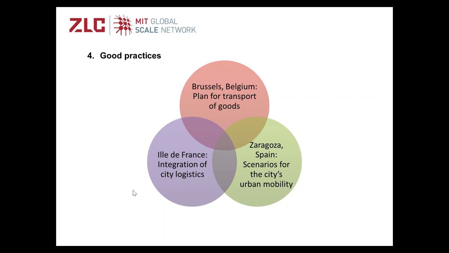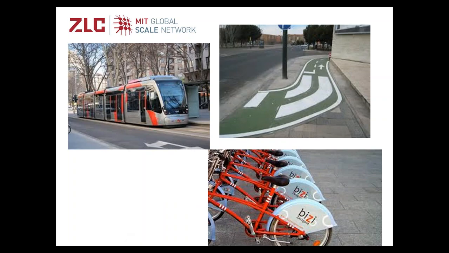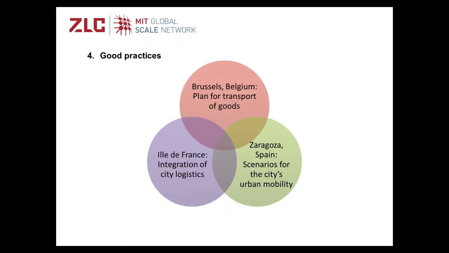When considering the case of Brussels, for instance, Brussels had a plan for goods transport. So they elaborated a strategic plan for transport of goods in the city of Brussels, because, as they accounted, 30% of the urban greenhouse gases were coming from freight transport.